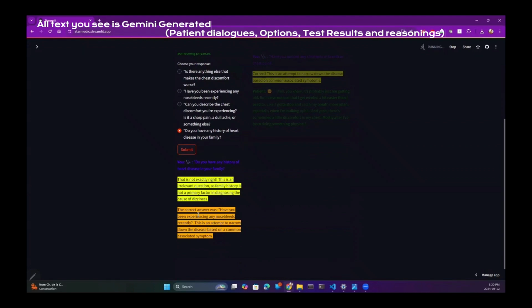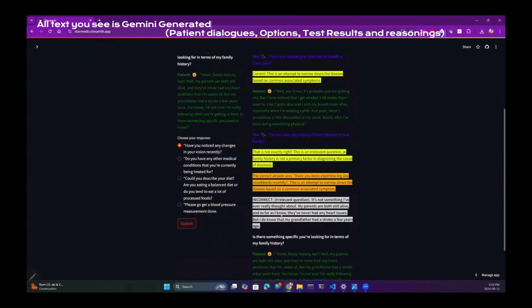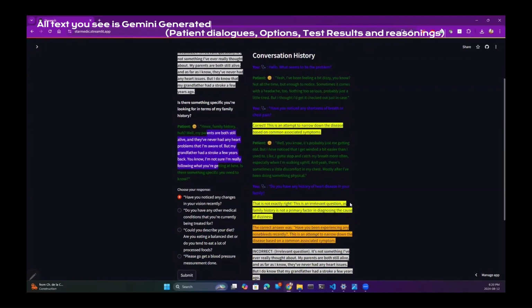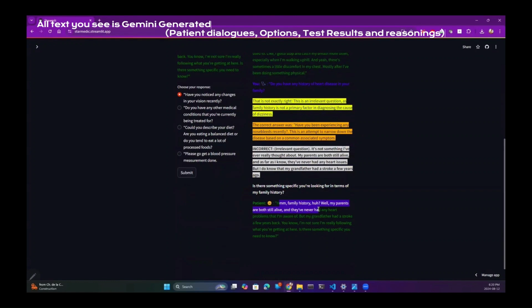I picked the wrong option here, and I should have picked something else. And it says that you have asked an incorrect question. It's irrelevant to what the patient has right now, and we've not been awarded any points for this one. But he also says that he just answered our question. I'm going to go ahead and try to ask something else at this point.